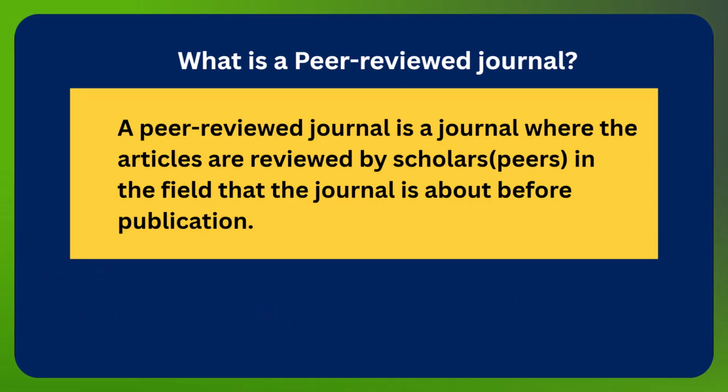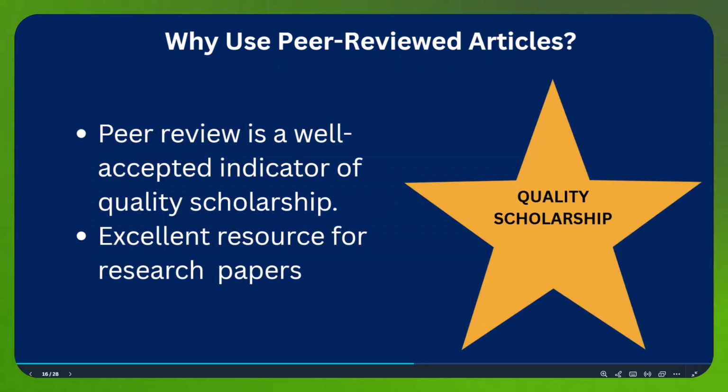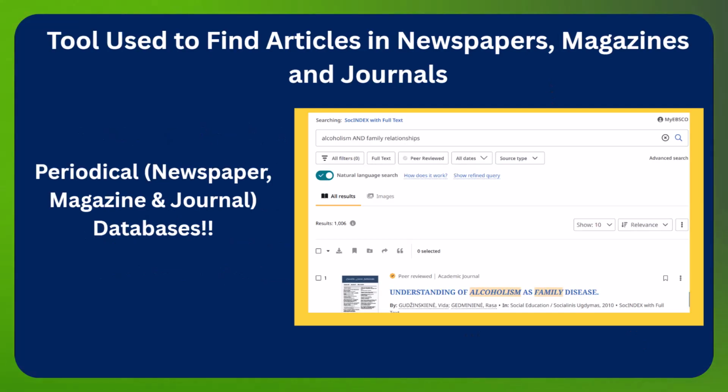So what is a peer-reviewed journal anyway? Well, it is a journal where the articles are first reviewed by scholars, which are called peers, in the field that the journal is about before publication. This results in high-quality research articles that are excellent for research papers. You have been shown that the tool to use to find books is the library catalog. To find newspaper, magazine, and journal articles by subject, you need to use a different tool. This tool is called a periodical database.